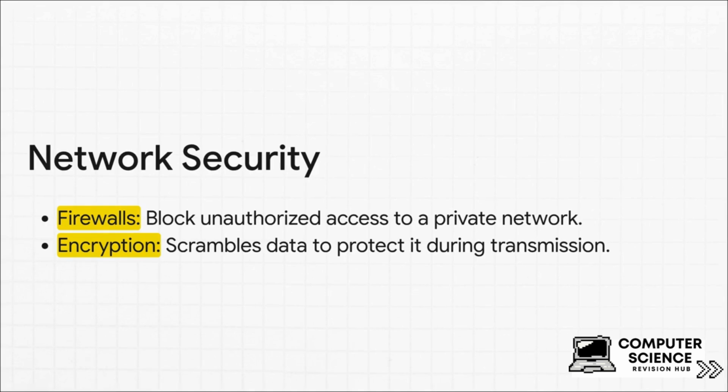A firewall is like a digital security guard standing at the gateway of your network. It inspects all the data coming in and going out, and it blocks anything that looks suspicious. And encryption, that's like taking your data and writing it in a secret code. It scrambles the information so that even if somebody manages to intercept it, it's just a bunch of gibberish to them, unless they have the secret key to unlock it.